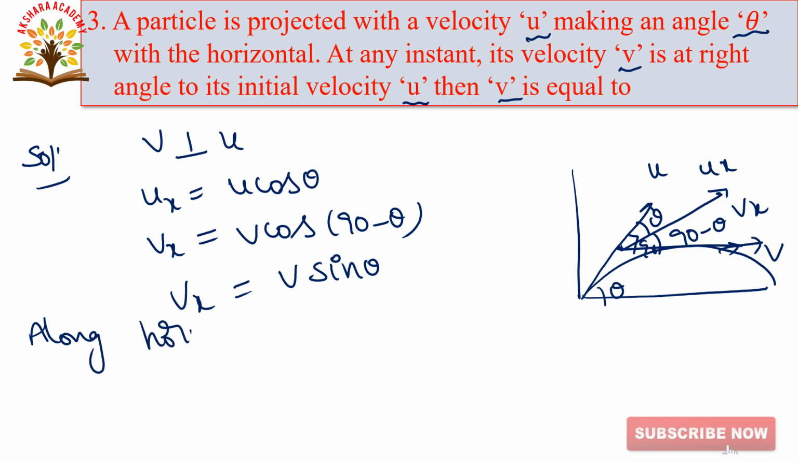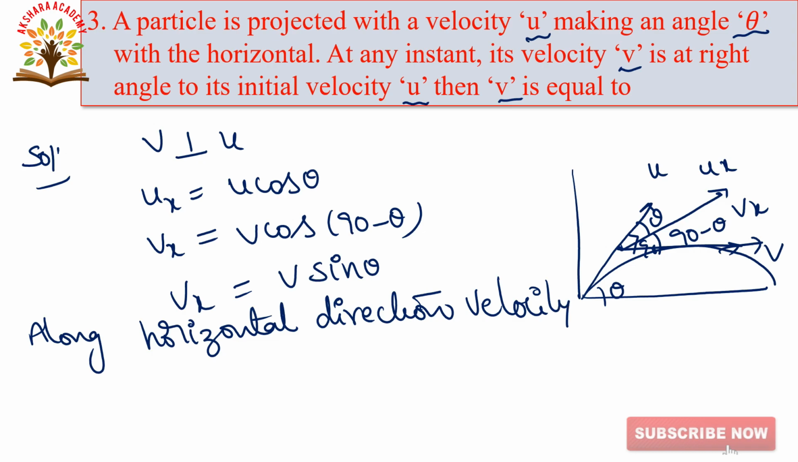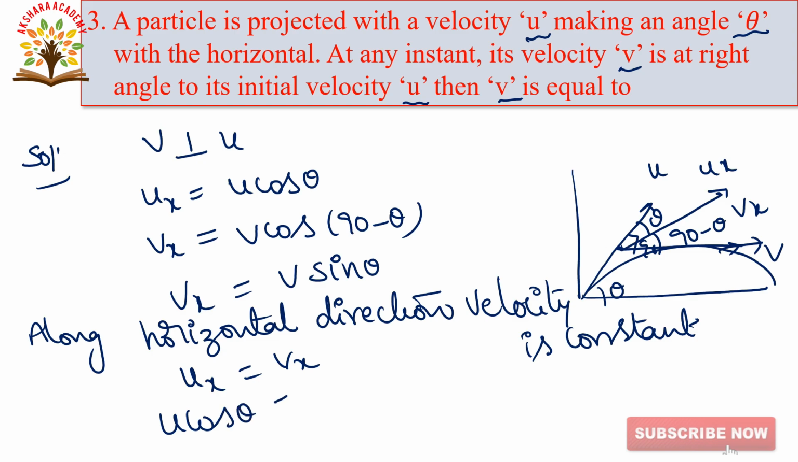Along the horizontal direction, velocity is constant. That is, we are writing ux is equal to vx. So ux, u cos theta, is equal to v sin theta.